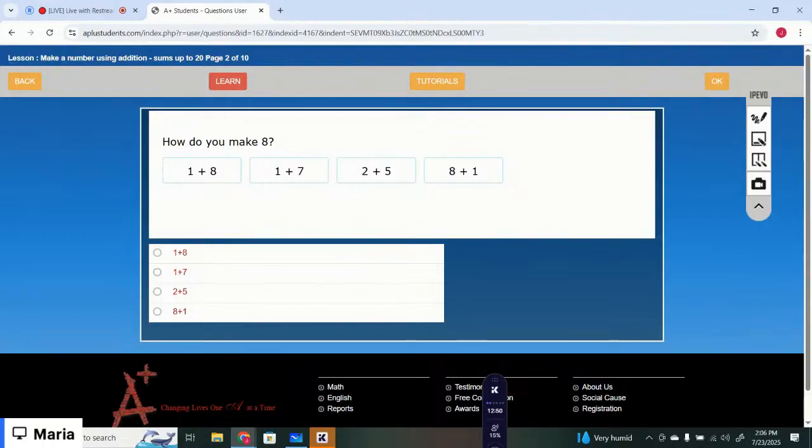How do you make 8? Option number 2 is the correct option. 7 plus 1 equals 8.